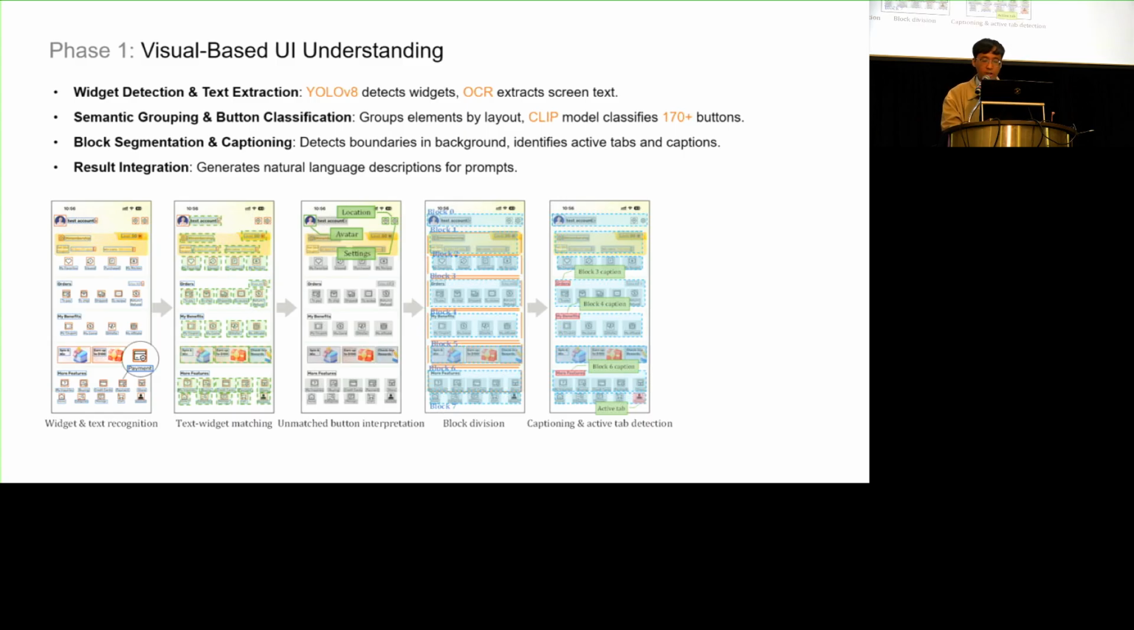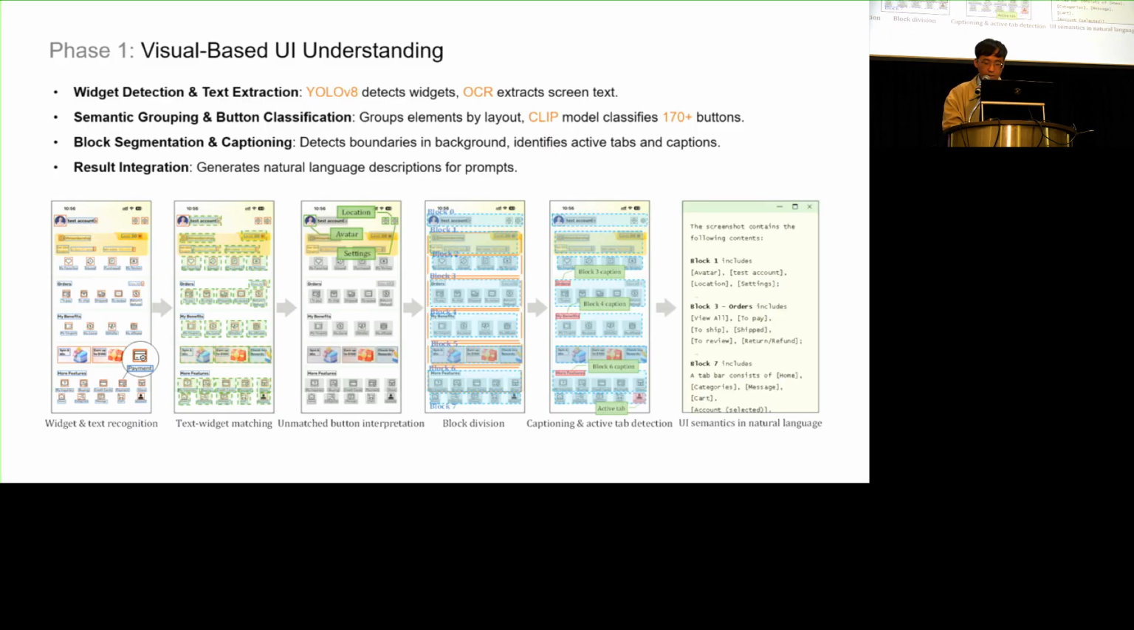We detect UI boundaries and segment the interface into blocks. Active types are identified through HSV color analysis, and block captions are recognized from plain text at the top of each section. Finally, all recognition results are translated into structured natural language, which is used to generate prompts for the LLM.